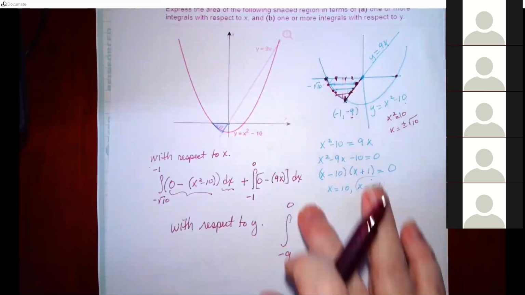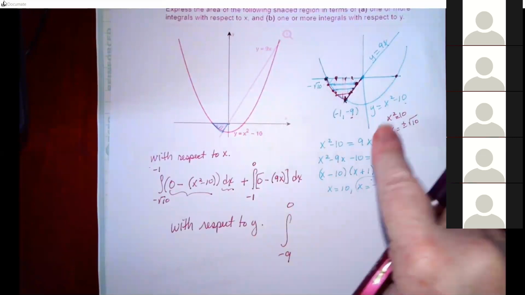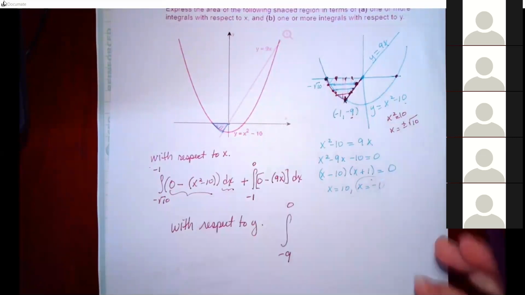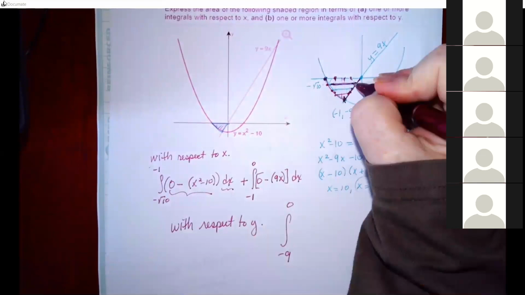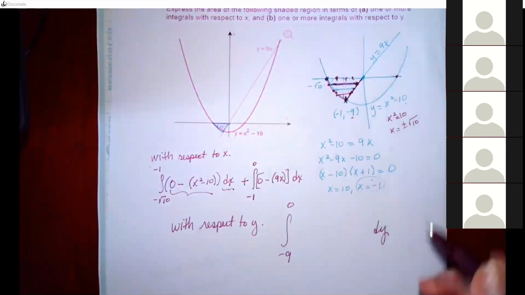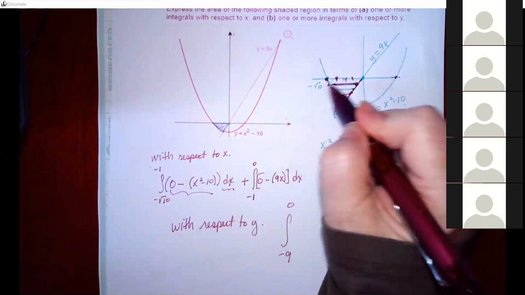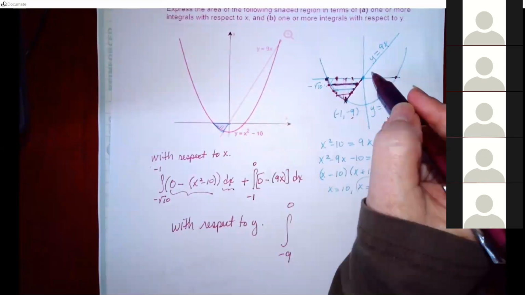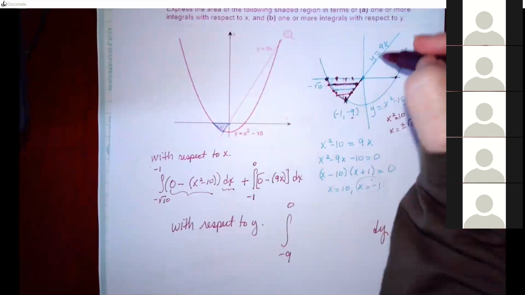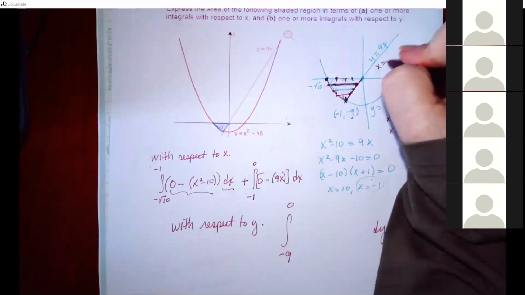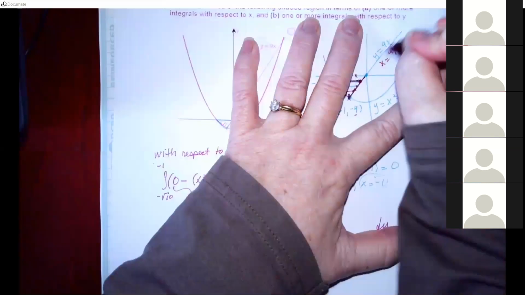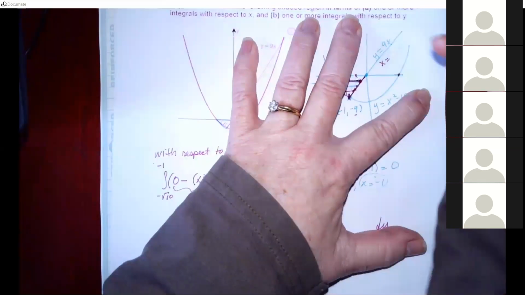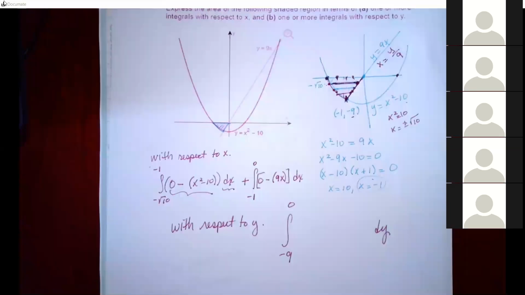But these are the y limits on our region, so I can't use my functions in terms of x. I'm looking at these little guys with dy as their thickness or their width. So I need to represent my functions as functions of y instead of x. So I'm going to have to solve for x in terms of y. y equals 9x will be x equals y over 9. It's just linear. Or 1/9 y if you prefer.